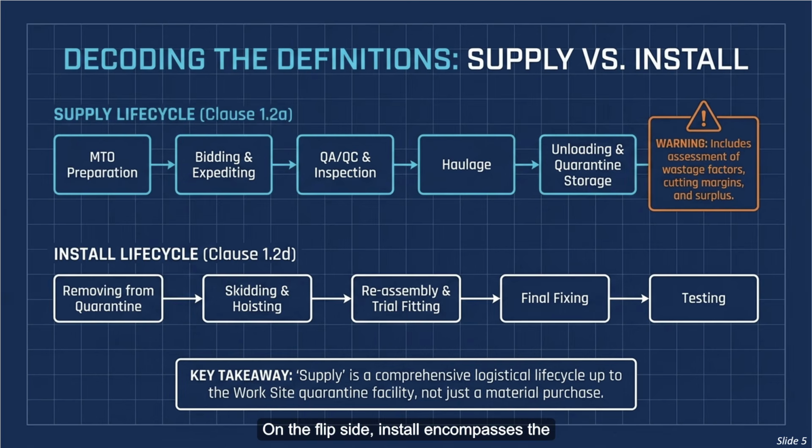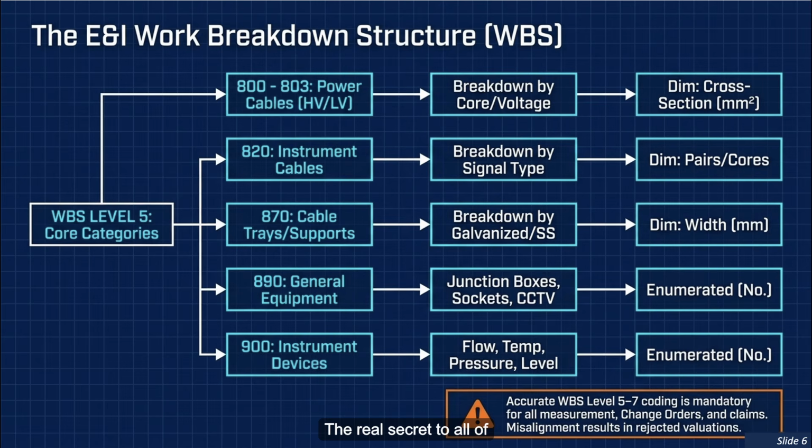On the flip side, install encompasses the entire physical journey. We're talking removing that material from quarantine, all the way to skidding, hoisting, final fixing, and testing. If you just price supply as the vendor's basic invoice, well, your profit just bleeds out on logistics. The composite rate protects against this margin erosion because it forces accountability for the entire true life cycle. The real secret to all of this lies in the structure.